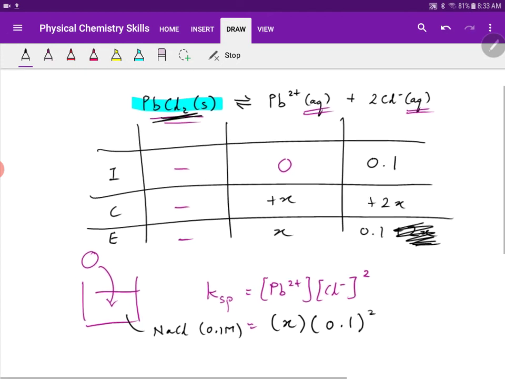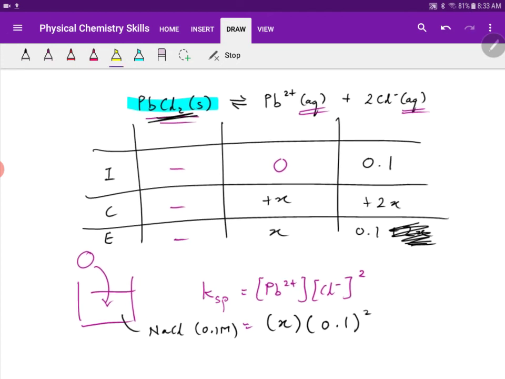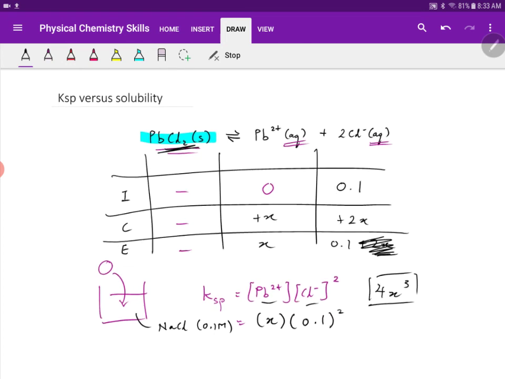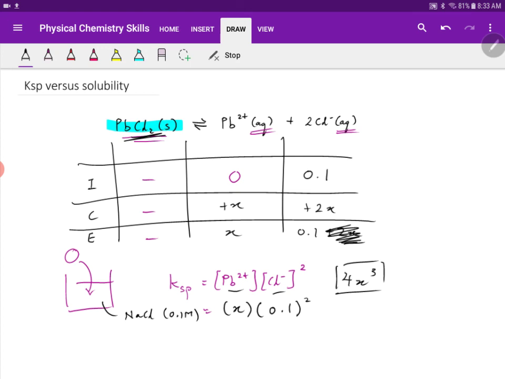Many students will get confused by this portion because they are very used to finding Ksp from just x and 2x over here, and they usually find it as 4x cubed. So when there is a common ion effect, take note, please draw the whole ICE table out, and it will help you to find the correct solubility and the Ksp.